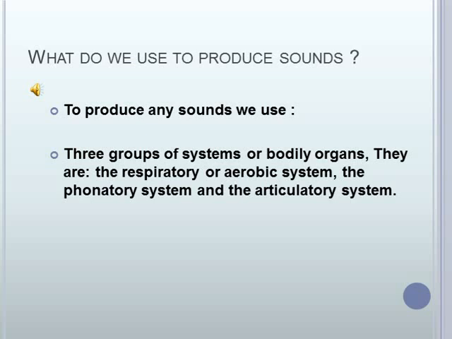What do we use to produce sounds? To produce any sound, we use three groups of systems or bodily organs. They are the respiratory or aerobic system, the phonatory system, and the articulatory system.